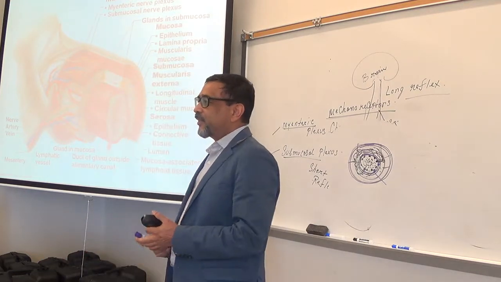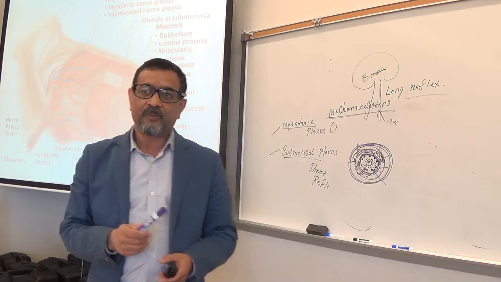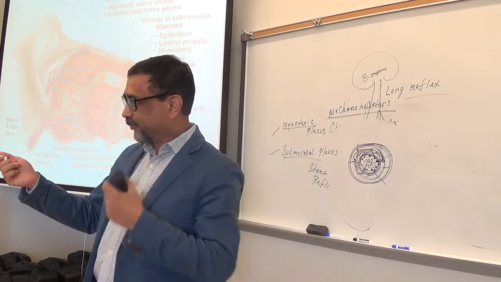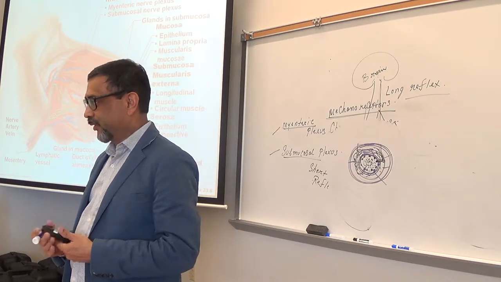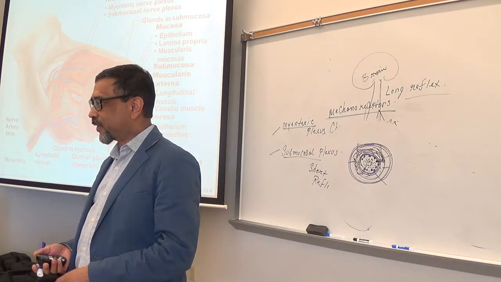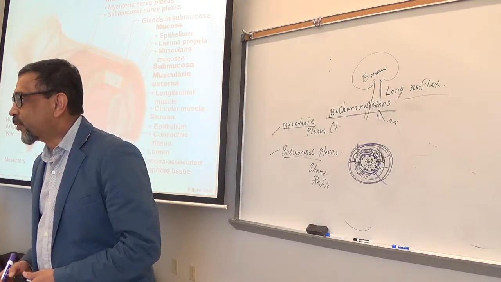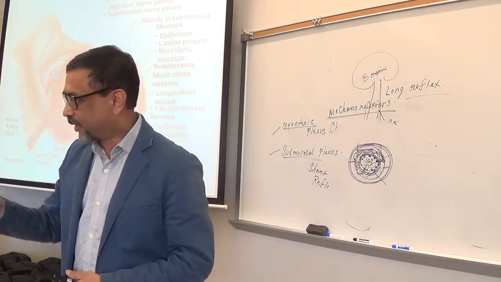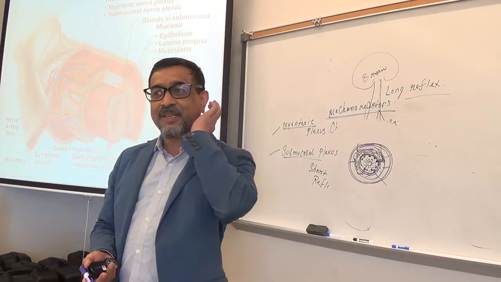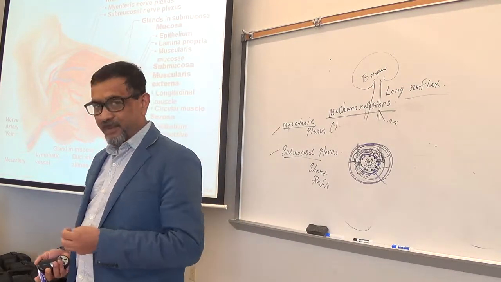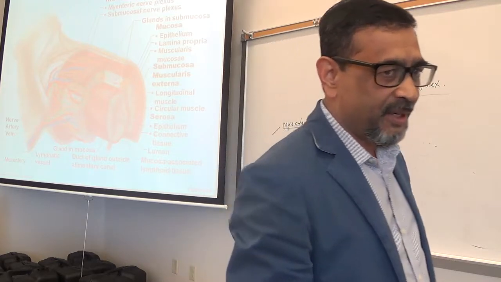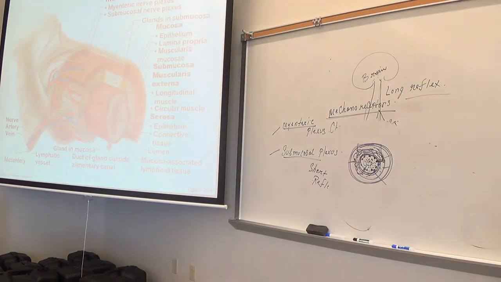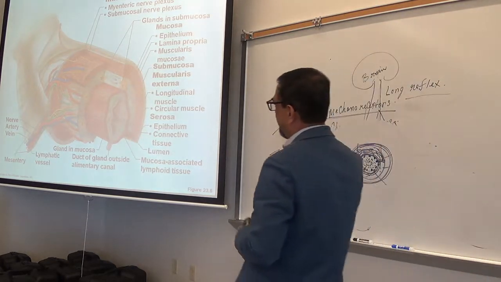So how many layers in the wall? Four. Four layers, right? Mucosa, submucosa, muscularis externa, and outermost is called the serosa, right? And mucosa has how many layers in it? Three. And muscularis externa has how many layers? Two or three. Where you have three? Stomach. In other parts, you have two, okay? So, since this is small intestine, it has two, right?